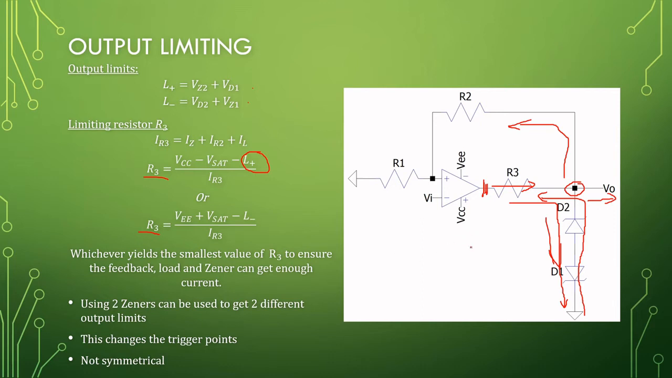Okay, so this is to ensure that you have enough current being delivered to everything. If the Zener is not on, the output limiting will be useless. Okay, so always the smallest resistor for R3 to ensure that you have enough current for your feedback, to switch on your Zener and drive any loads attached to this circuit.